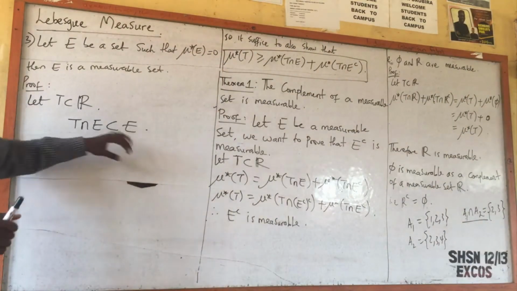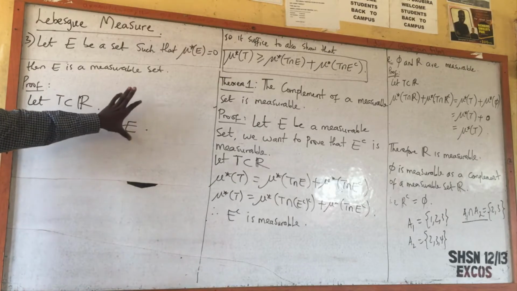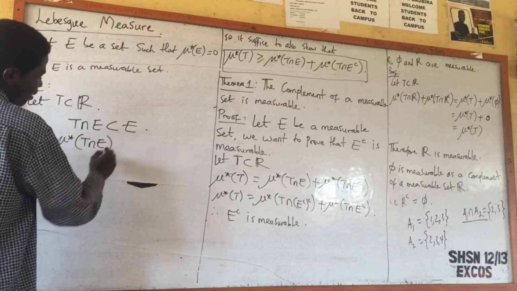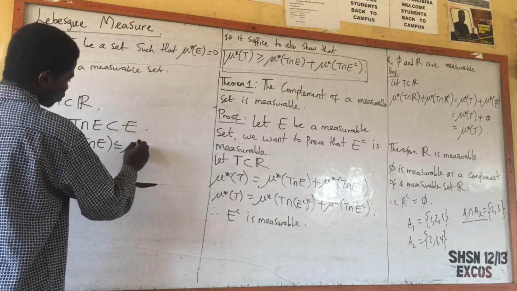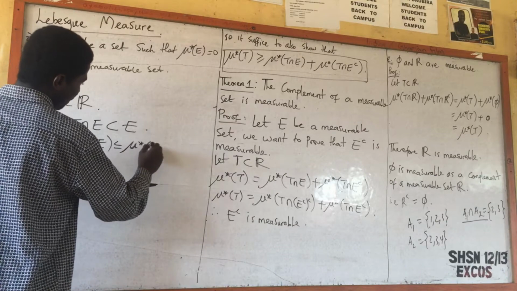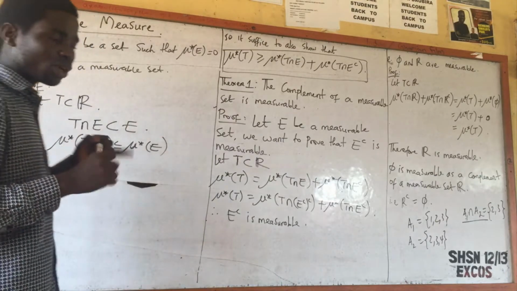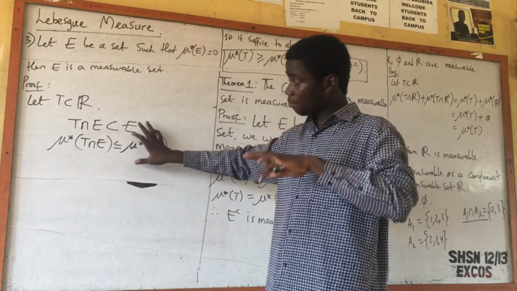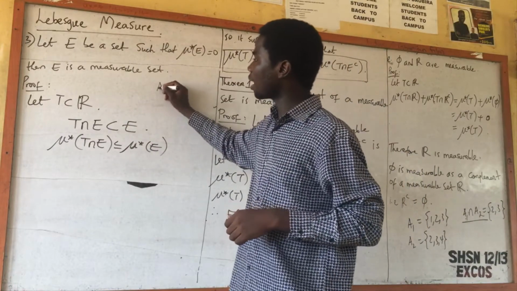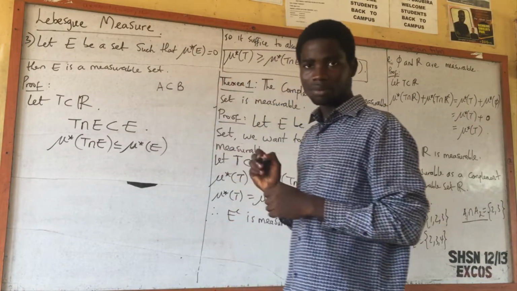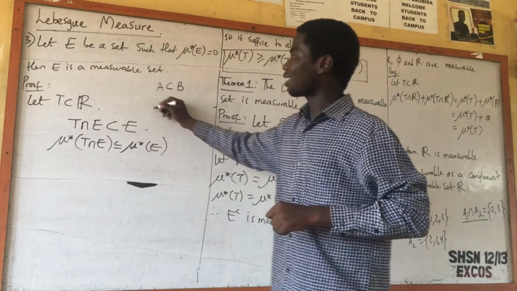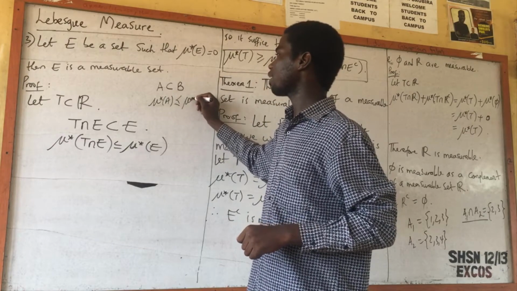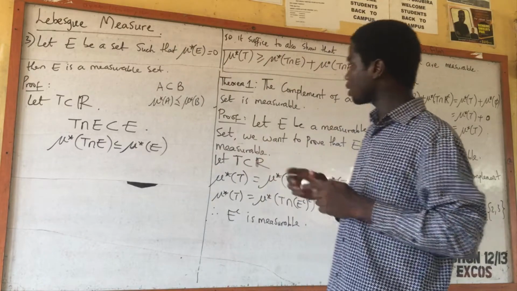But here I want to take E. T intersection E is always inside E. So what does that mean? The outer measure of T intersection E, by monotonicity, will be less than or equal to the outer measure of E. What is monotonicity? Don't forget the property of the outer measure I gave to you in the first lecture. Monotonicity is saying that if you have A and it's inside B, the outer measure of A will be less than or equal to the outer measure of B.